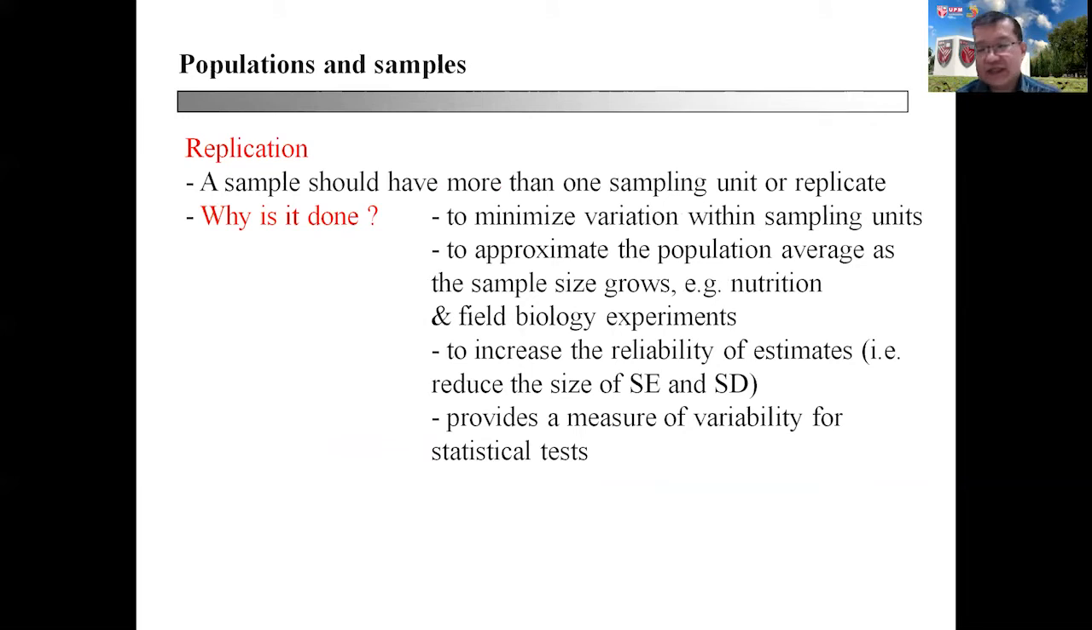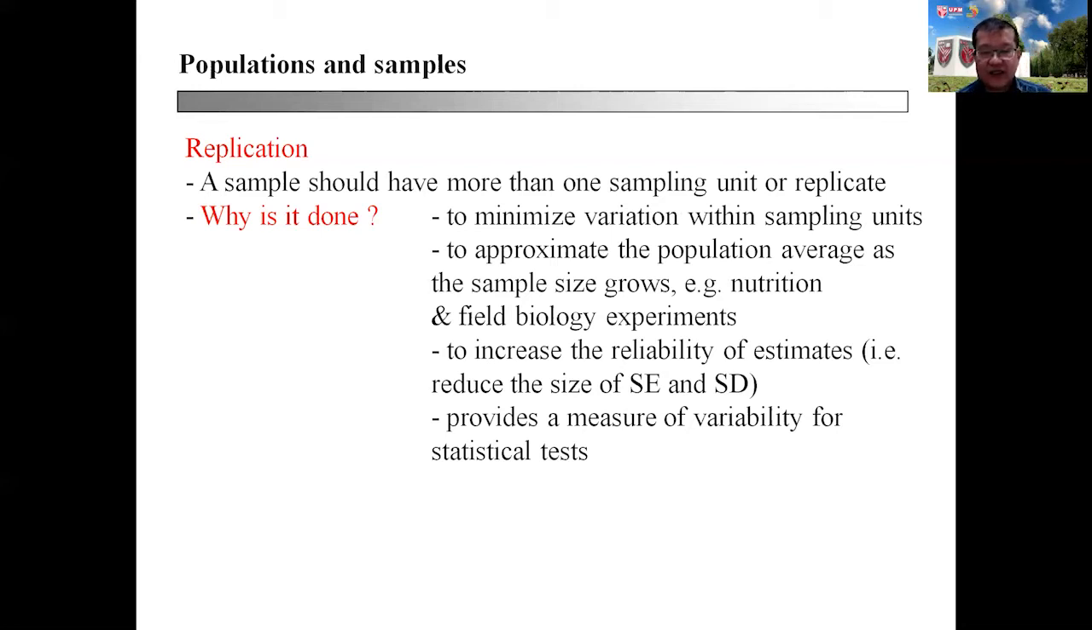Now that brings us to the next topic, replication. A sample should have more than one sampling unit, or replicate. It is done to minimize variation within sampling units, because in this case, it will approximate the population average as the sample size grows. This is important if you're running nutrition and field biology experiments.